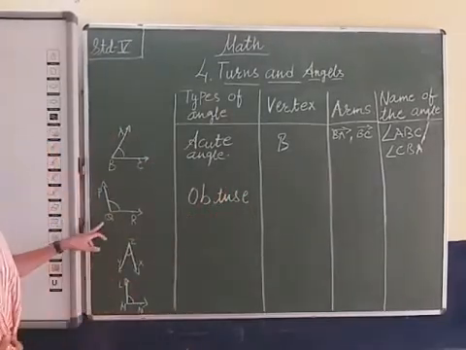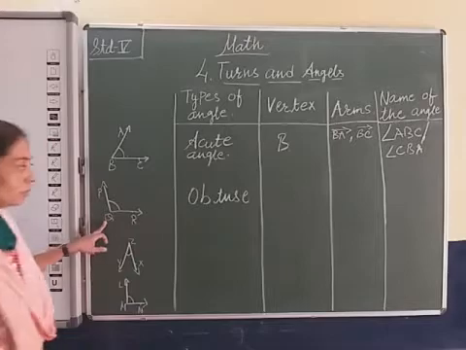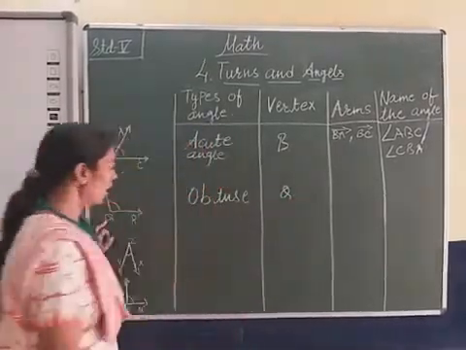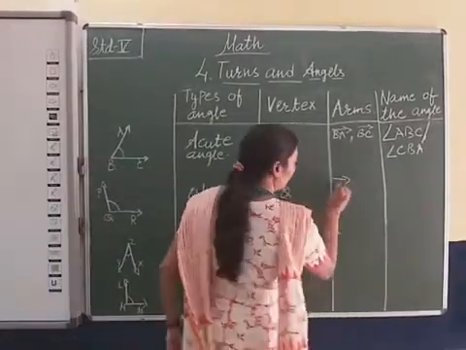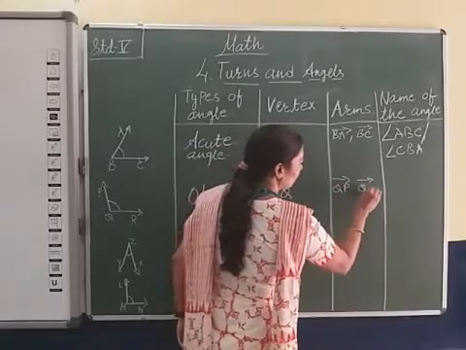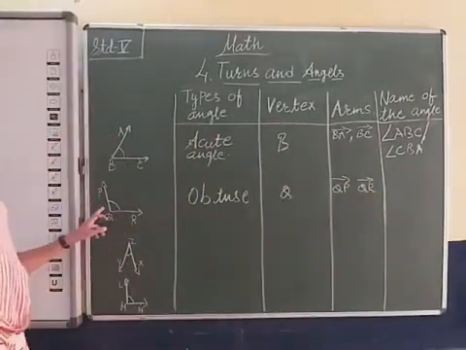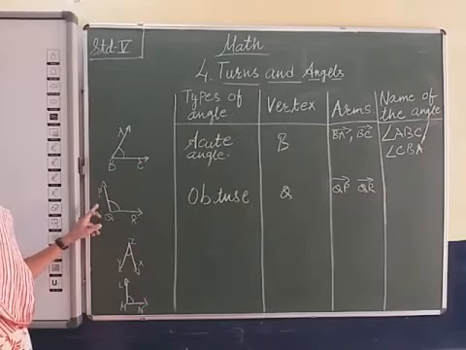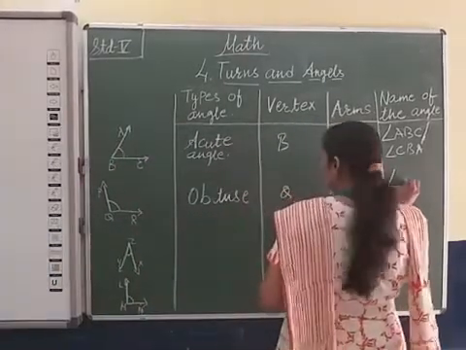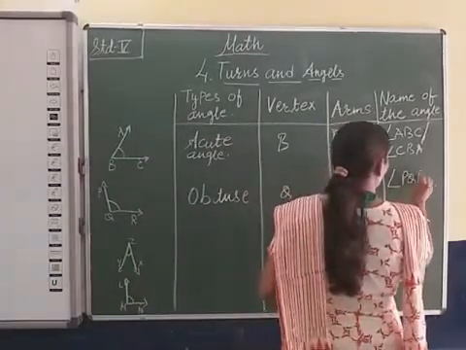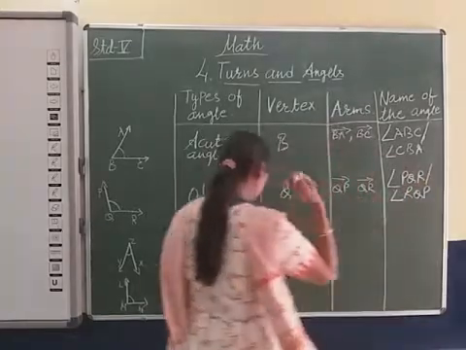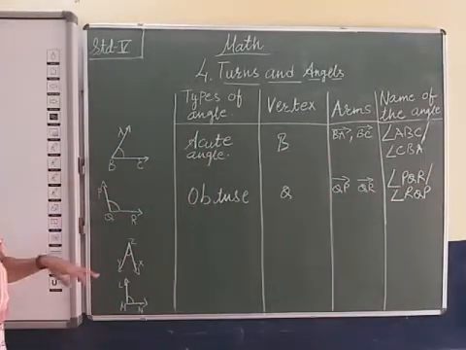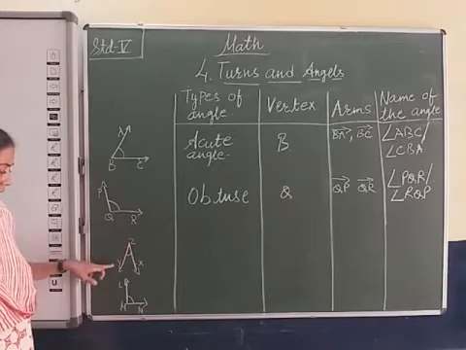Obtuse angle, and its vertex is Q. And the two arms are QP, QR. Arm QP, QR. And name of the angle, either we can write angle PQR or angle RQP. Angle PQR, RQP. The next figure is here X, Y, Z.